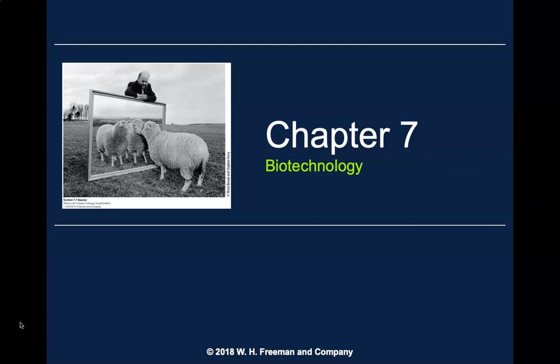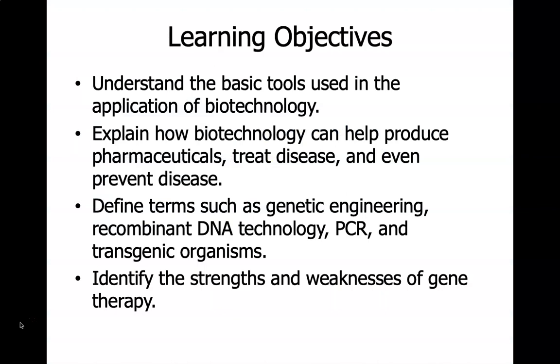And then once we get to chapter 8, we'll actually talk about the structure of DNA and gene expression and things like that. But for now, we're going to talk about what we can actually do with DNA. So we're going to look at the basic tools for biotechnology, look at some of the ways that biotechnology helps us in the pharmaceutical industry to treat disease and to prevent disease. We're going to learn a little bit about genetic engineering, recombinant DNA technology, PCR, transgenic organisms, genetically modified organisms, and then we're going to talk about some of the strengths and weaknesses of personalized gene therapy.